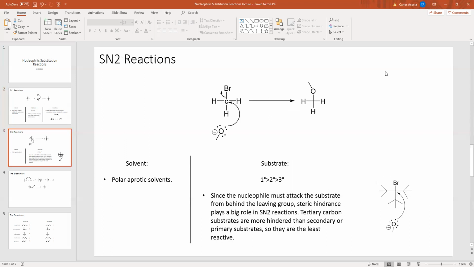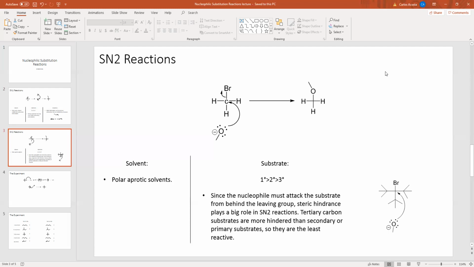Now, the other type of substitution reaction is known as an SN2 reaction. This is a one-step process where the nucleophile attacks the carbon bearing the leaving group from behind the leaving group, so 180 degrees from the carbon-leaving group bond. As you can see here in this scheme, we have a methoxide anion attacking the carbon with the bromine leaving to form our product.